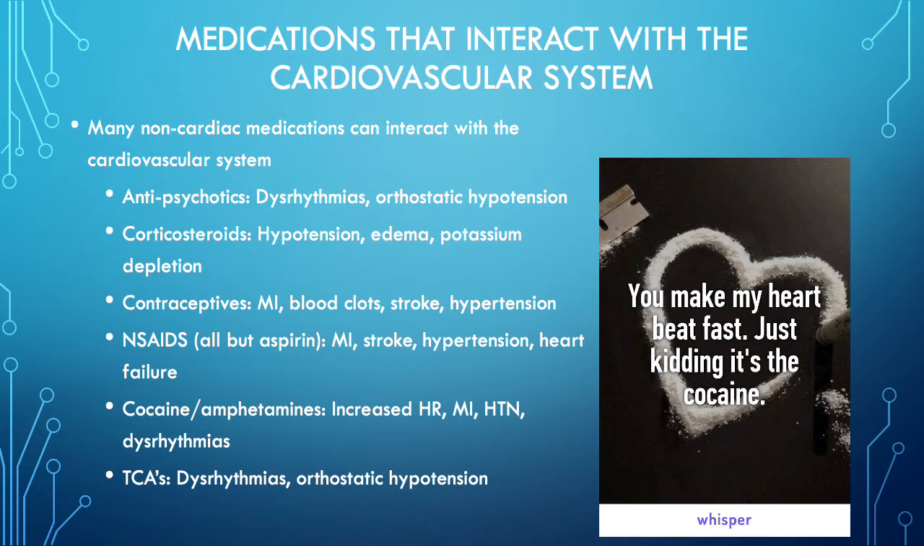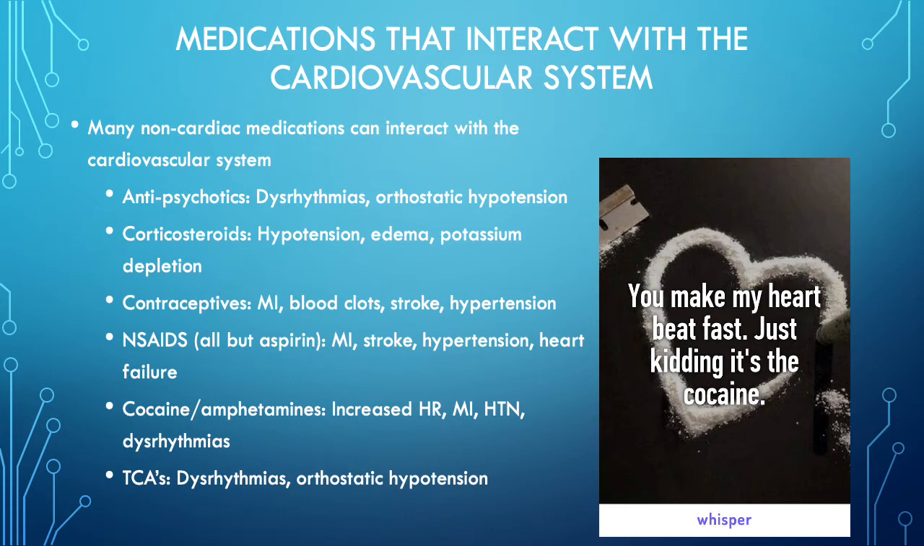So there's also corticosteroids, and those can cause low blood pressure, they can cause edema, and they can also affect your electrolytes. And remember, anytime you think electrolytes, think dysrhythmias, da da da da. All right, so there's also contraceptives. Contraceptives, like we talked about, they can lead to blood clots. They can also cause stroke, hypertension, MI.